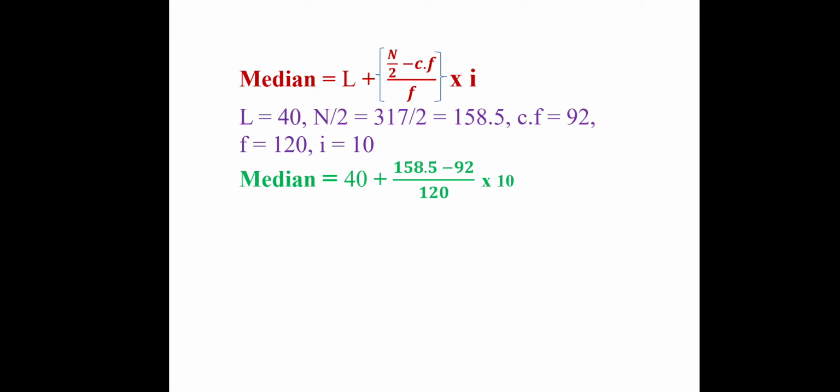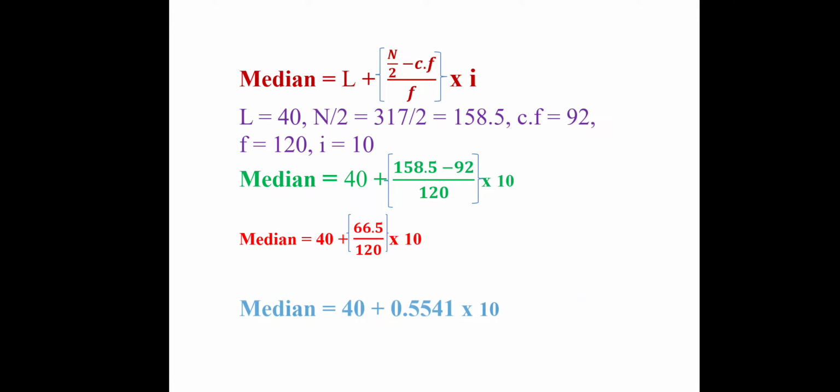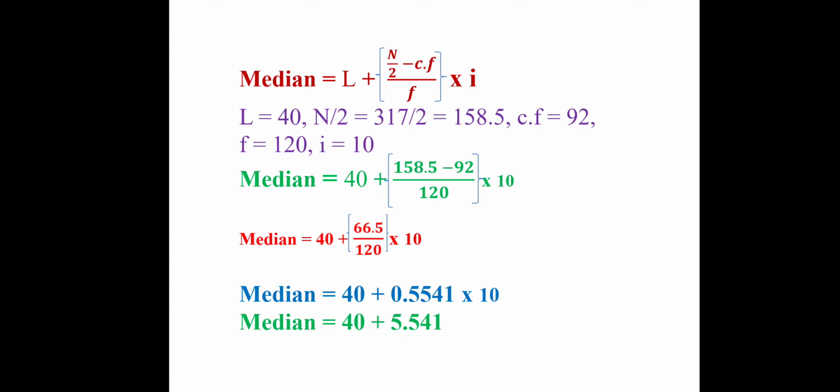So we substitute: 40 plus 158.5 minus 92, divided by 120, into 10. Simplify 158.5 minus 92 to get 66.5, divided by 120, into 10. 66.5 divided by 120 gives 0.5541, into 10 gives 5.541. Added to 40, we get 45.541. In this way we can find the median.